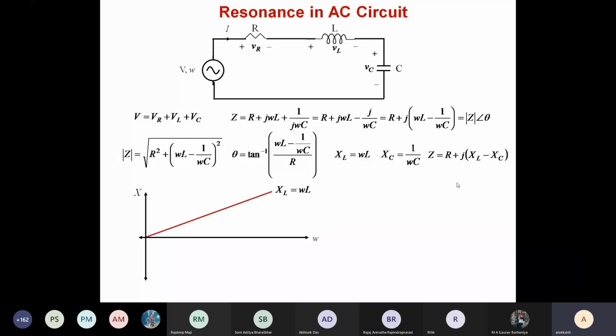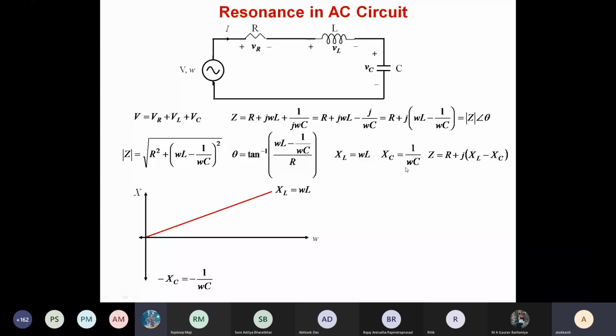And now if I plot minus XC, how will it look? Rectangular hyperbola. Minus XC at omega equal to 0, what is the value of XC? Infinity. So minus infinity. Okay, so it will look something like this.